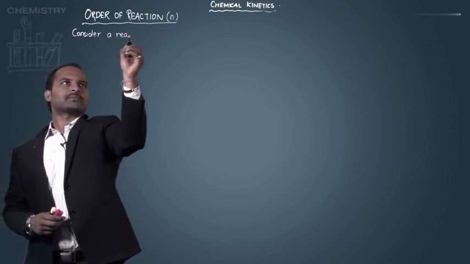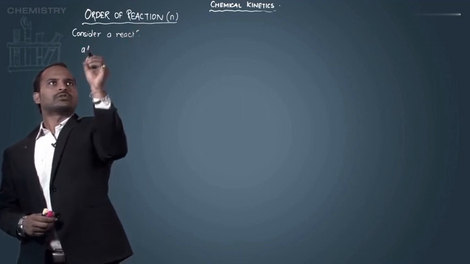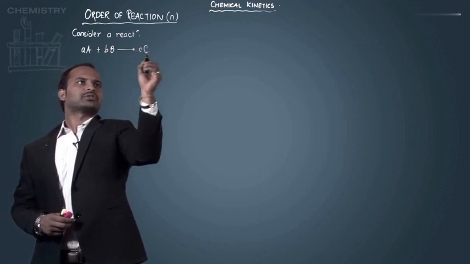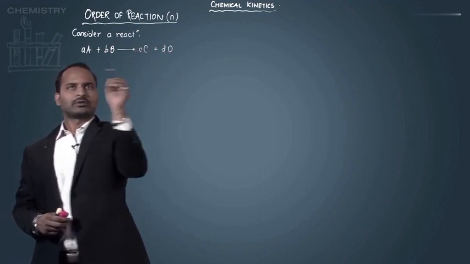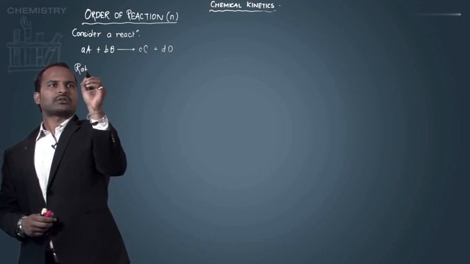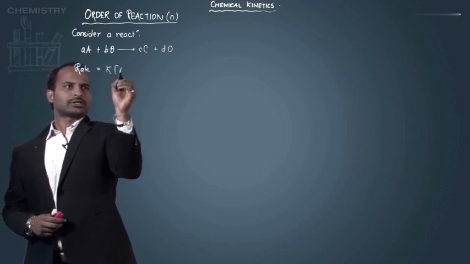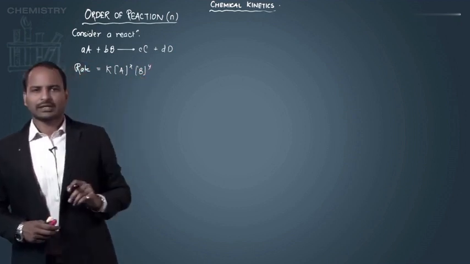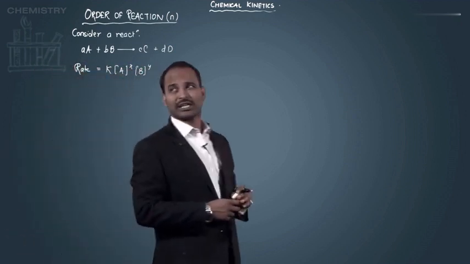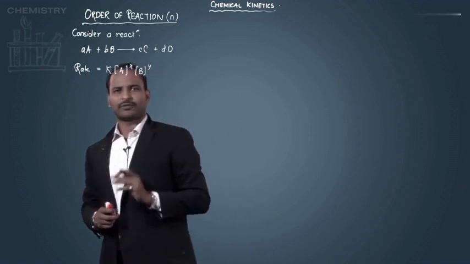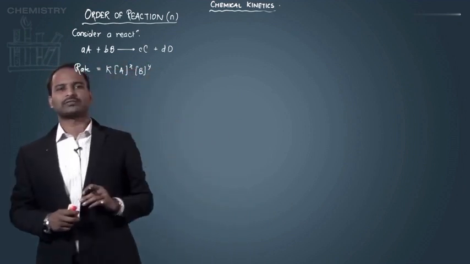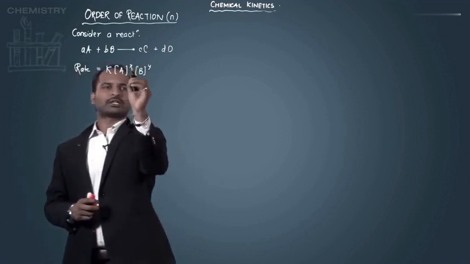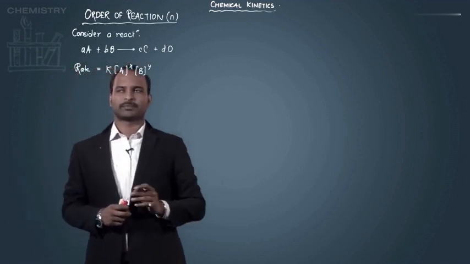Consider a reaction: a moles of A plus b moles of B gives c moles of C plus d moles of D. The rate law for this reaction is rate equals K into the molar concentration of A raised to X and B raised to Y, where X and Y are powers. I said these powers cannot be predicted. If I want to know the values of X and Y, I have to perform an experiment, and from the experiment we get the values of X and Y.